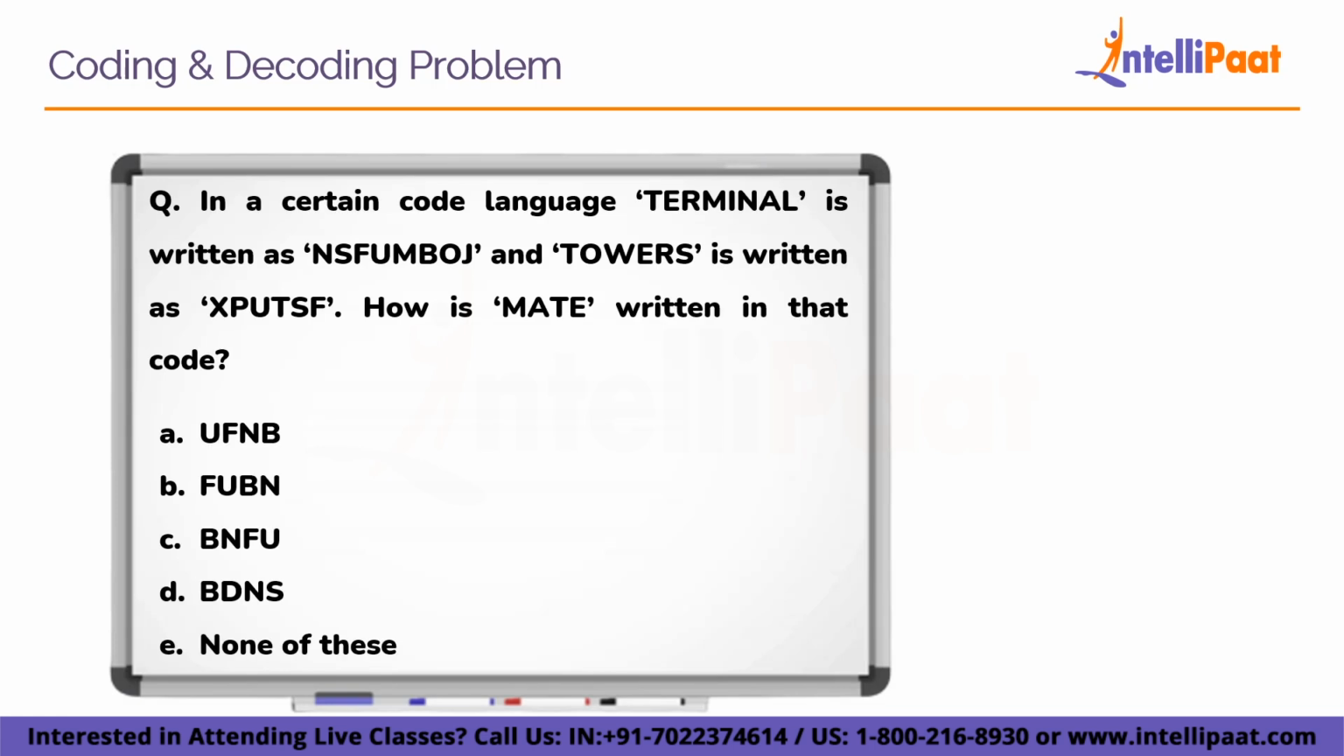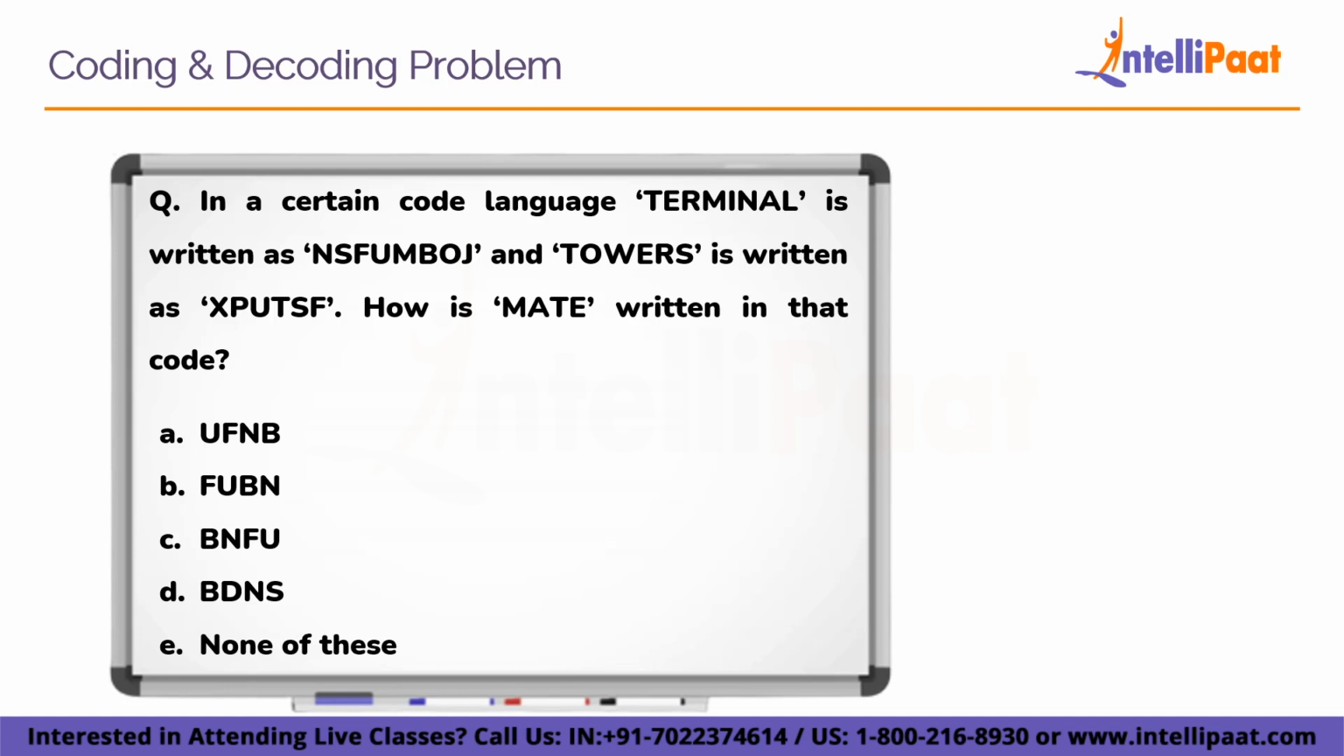Now let us see our next question, and the question is, in a certain code language, terminal is written as NSFUMBOJ and towers is written as XPUTSF. How is MATE written in that code?